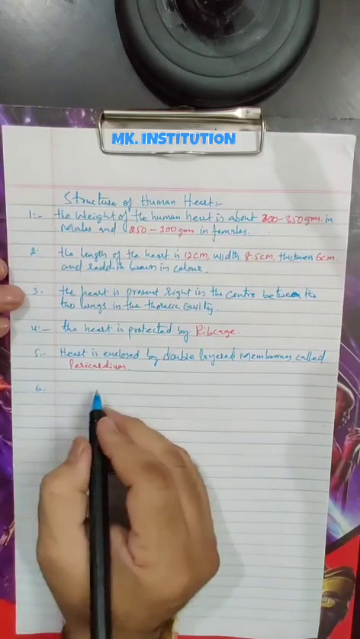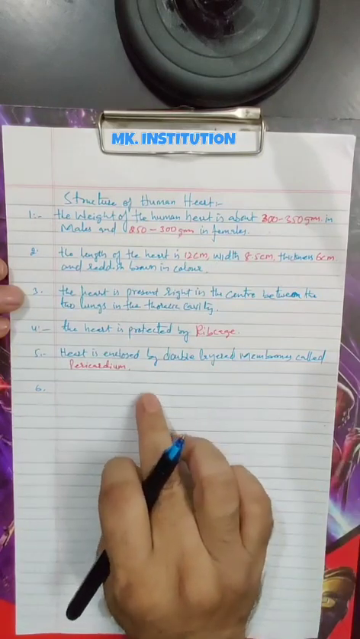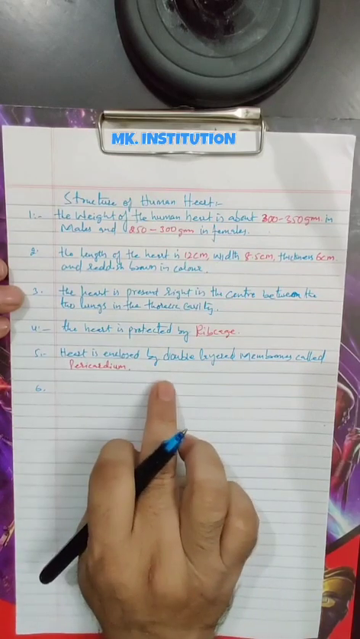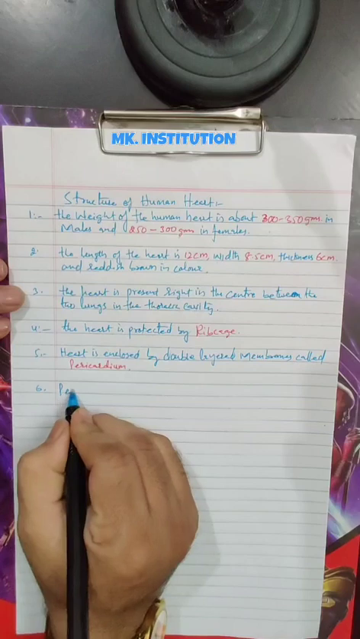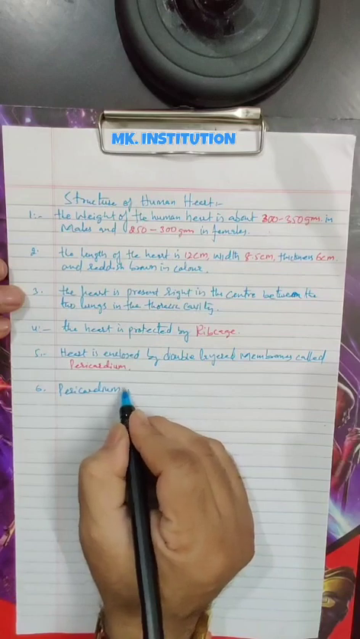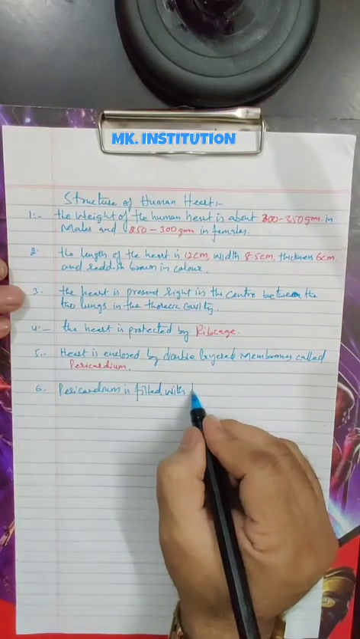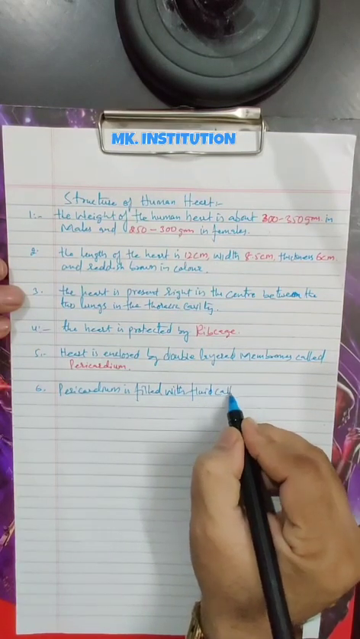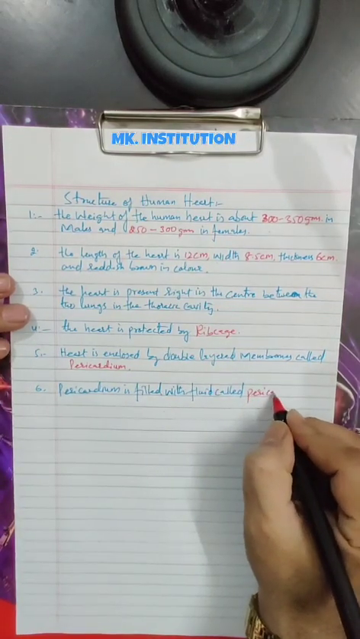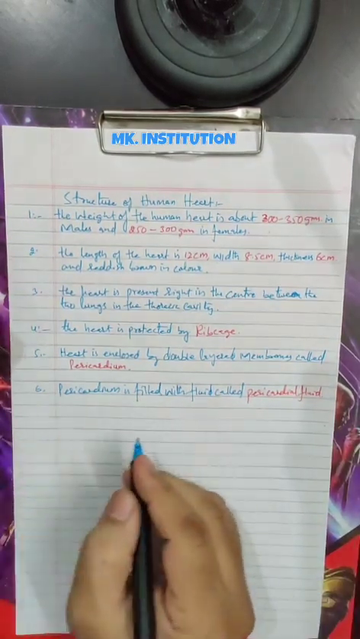And sixth point, pericardium. It is a double layer membrane. Between first layer and second layer of membrane, space will be there. This space will be filled up with a fluid. So you can write like this: pericardium is filled with fluid called pericardial fluid.